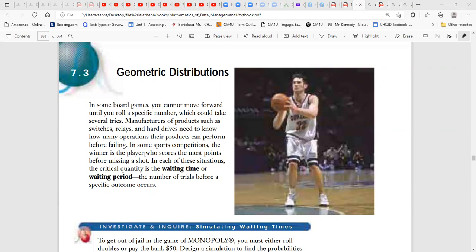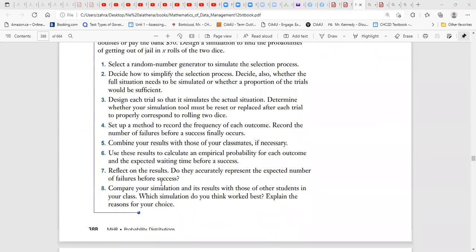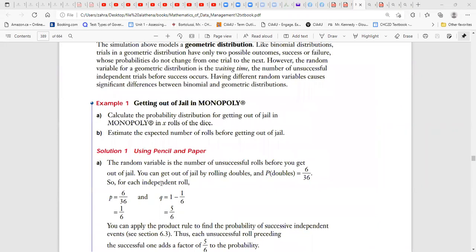In some sport competitions, the winner is the player who scored the most points before missing a shot. So there is a waiting time or a waiting period. Okay, let's just go to an example. Calculate the probability distribution for getting out of the jail in Monopoly.